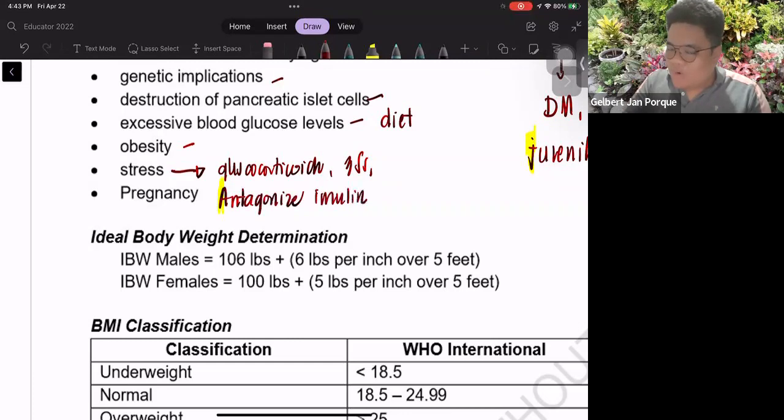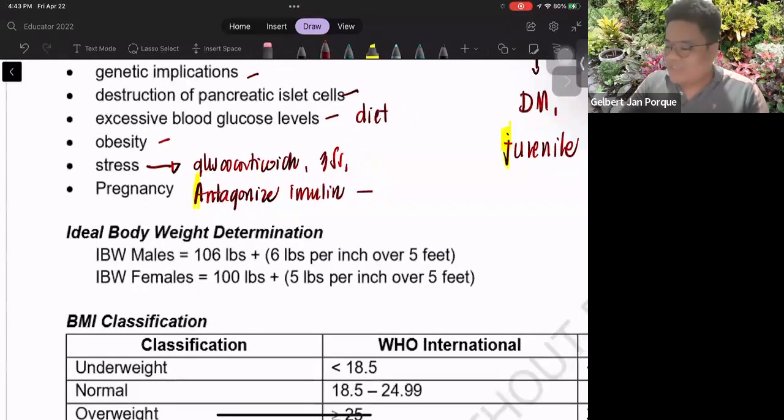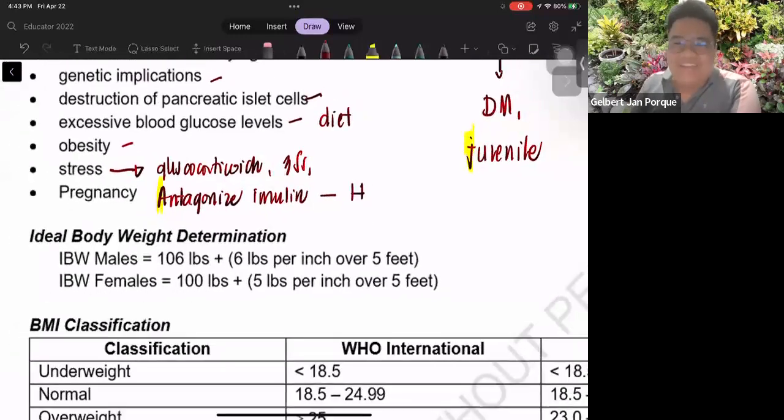What do you call that hormone that can antagonize your insulin? Starts with letter H. Okay, very good class, your human placental lactogen. Okay, students, it is your HPL, your human placental lactogen.